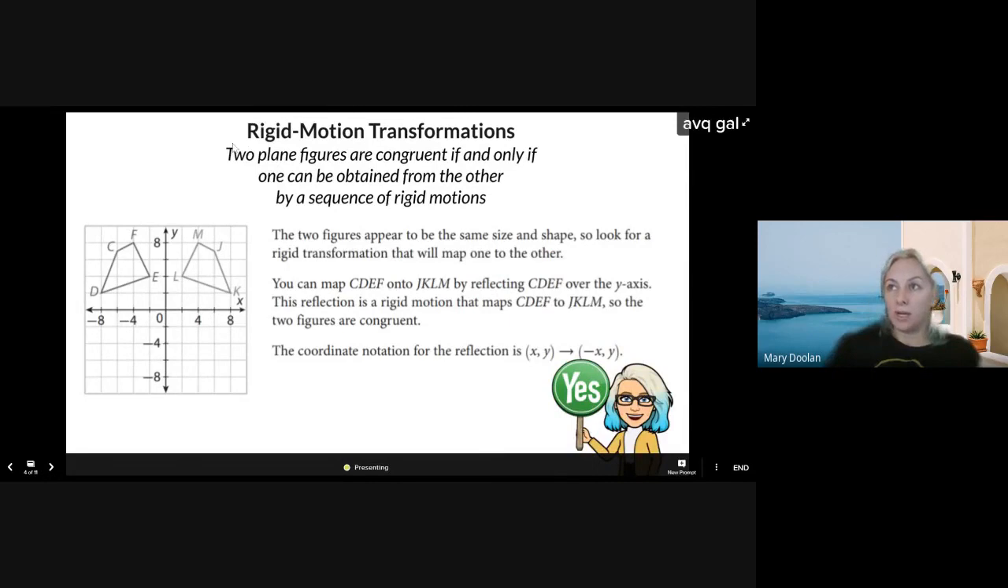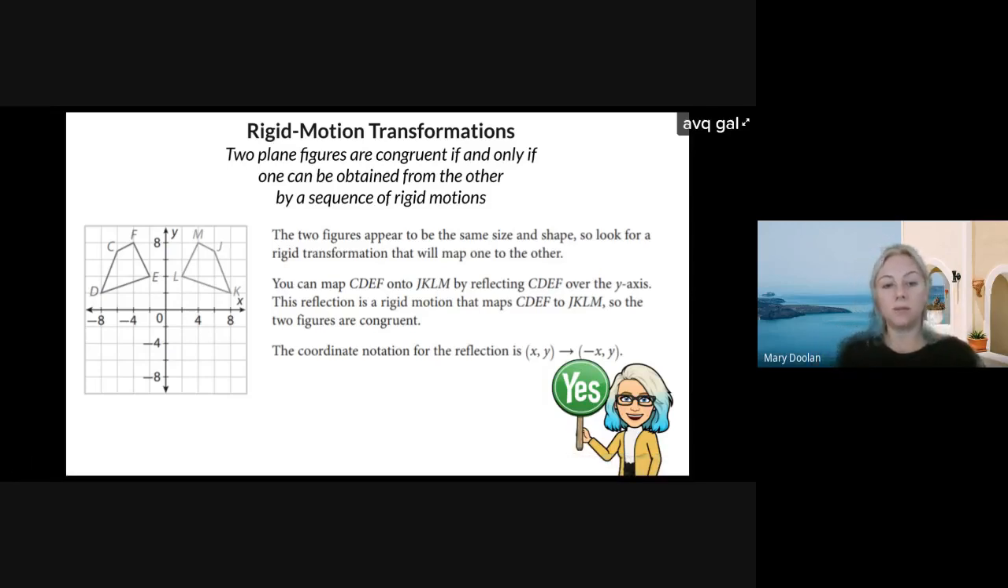Okay, so same idea, just here's a specific example. We have the coordinate plane, and in there we have two plane figures, and they appear to be the same size and shape. So to say that they are congruent, we look for one rigid transformation or a series of rigid transformations that would map one image to the other.